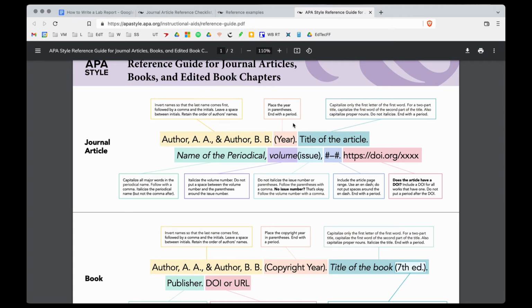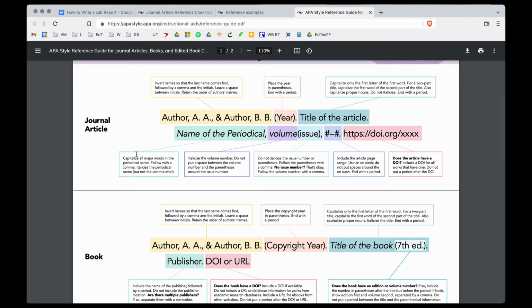Next, the year has to be in parentheses and it ends with a period. Next is the title of the article. The title of the article, go ahead and write this in your notes. Do not italicize that. Okay, so that has to be straight. You're going to see why that's beneficial a little bit later. Next, you capitalize only the first letter of the first word. Everything else is lowercase.